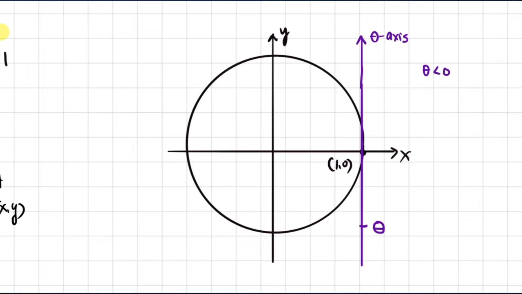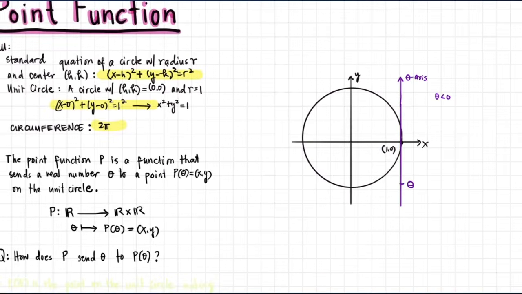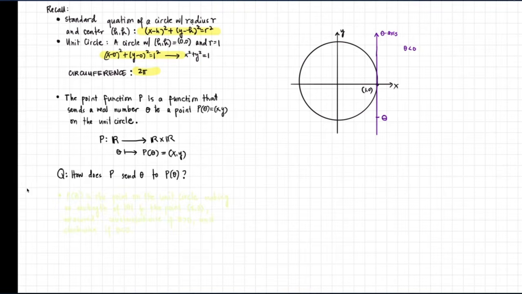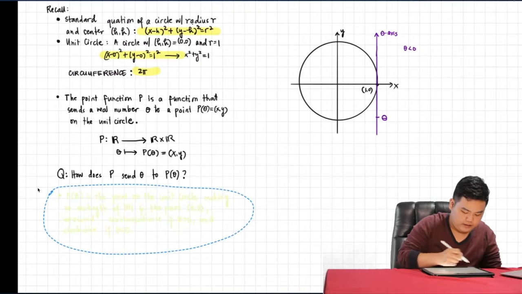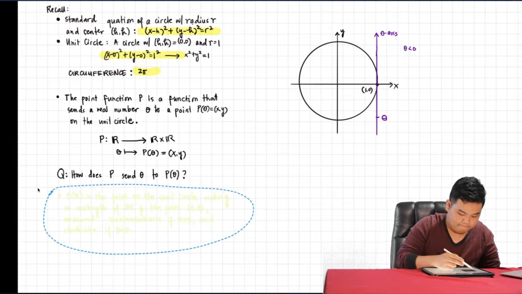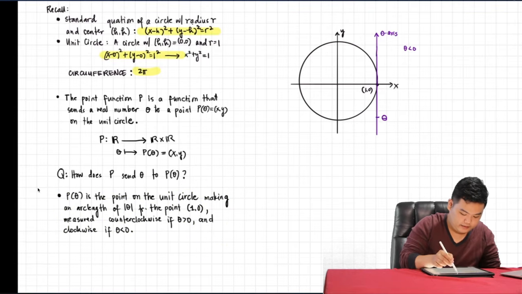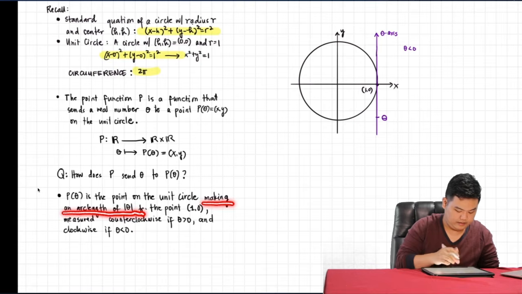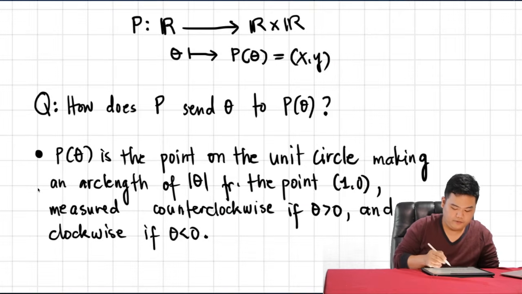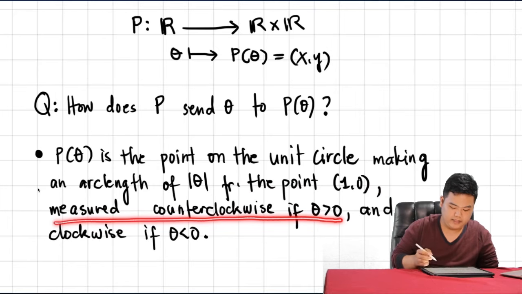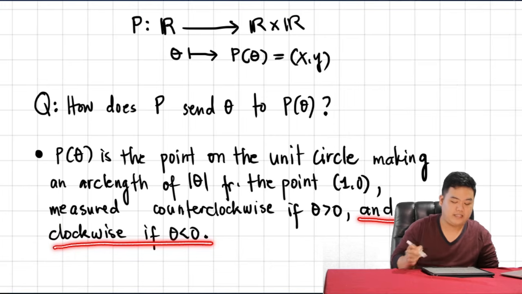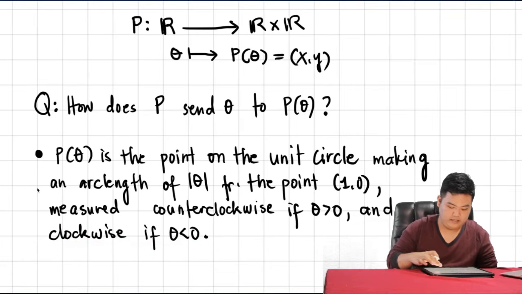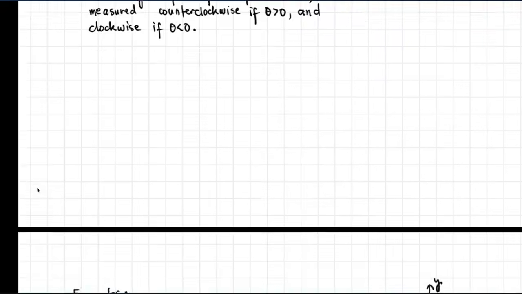Okay, so let's do some examples. Okay, sulat lang natin ulit yung summary, ha? So, P of theta is the point on the unit circle making an arc length of absolute value of theta from the point (1, 0) measured counterclockwise if theta is positive and clockwise if negative. Ayan. So, ngayon na tayo magsagot ng examples.